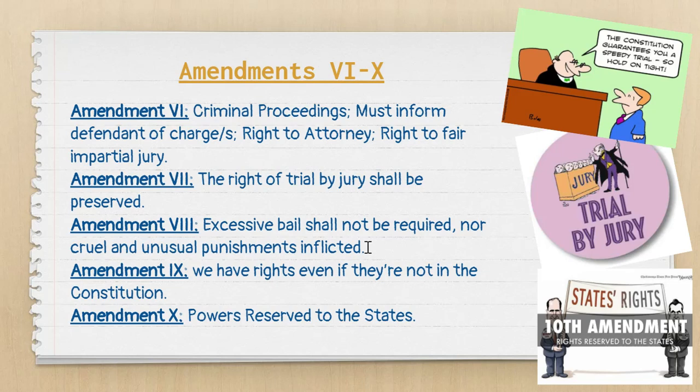So let's say you stole a pack of gum. Again, super small, but let's say you just stole a pack of gum. Your bail can't be set at like $1 million. That's too excessive. Now, if you murdered somebody, yeah, your bail might be set at $1 million. And that bail basically allows you to walk free until your court date.